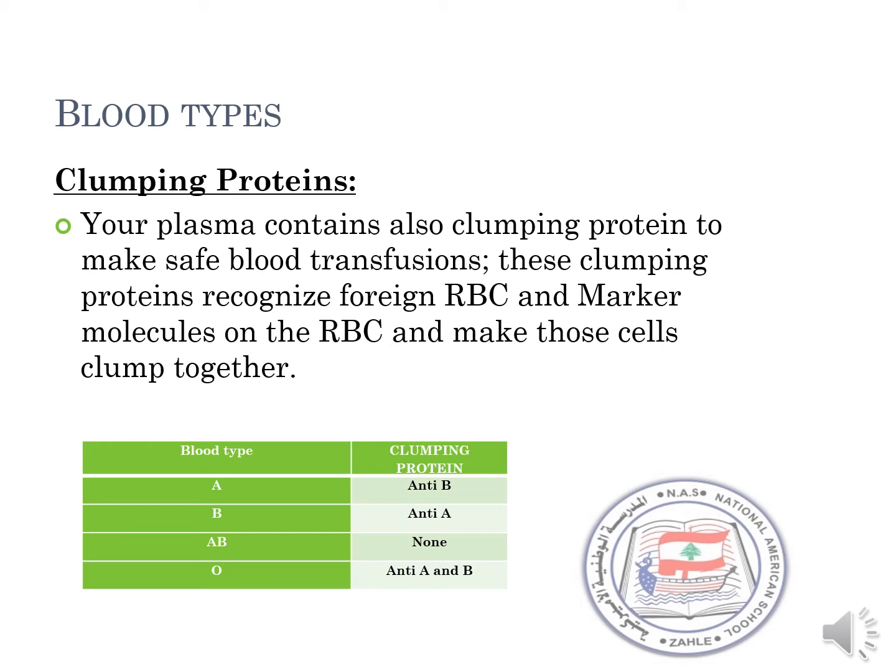For example, blood type A has a clumping protein anti-B, so it cannot receive any B blood type. Blood type B has an anti-A clumping protein, so it can never receive a blood type A. Blood type AB has no clumping protein, so it can receive any blood type. Blood type O has a clumping protein of anti-A and anti-B, so hence it cannot receive any blood type A or B.